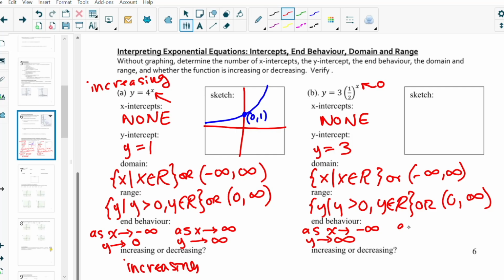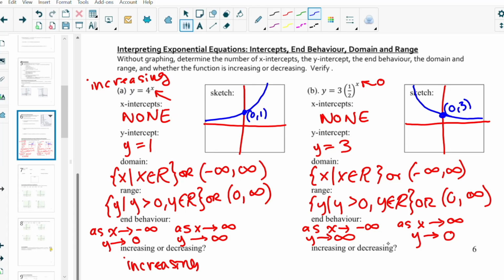Okay, as x approaches positive infinity, so we're looking at the left side and the right side, the end behaviors. What happens to the y value? Y approaches 0. Okay, and then our classic sketch of this classic decreasing function. We said the y-intercept is 3, so it's going to go something like this, and then it's going to approach 0 as we go to the right. So this is 0, 3. Okay. Increasing or decreasing? Obviously decreasing. Decreasing. All right.